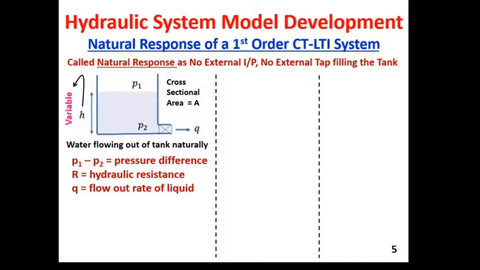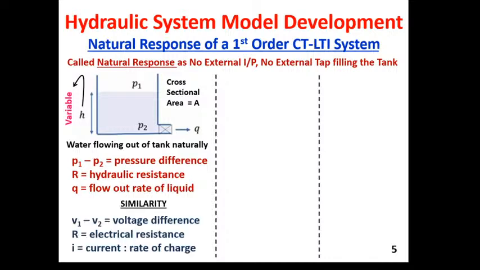Exactly in the same way we find in the electrical circuit. So P1 minus P2 is the same as V1 minus V2, which is called the potential difference, and here it is the pressure difference. In an electrical circuit, R is the electrical resistance. In the case of a hydraulic circuit, R is the hydraulic resistance. In an electrical circuit, the rate of charge flow is given by current, and in this case the rate of liquid flow is given by Q. So how much water is flowing out from this container per unit time, that is given by Q.